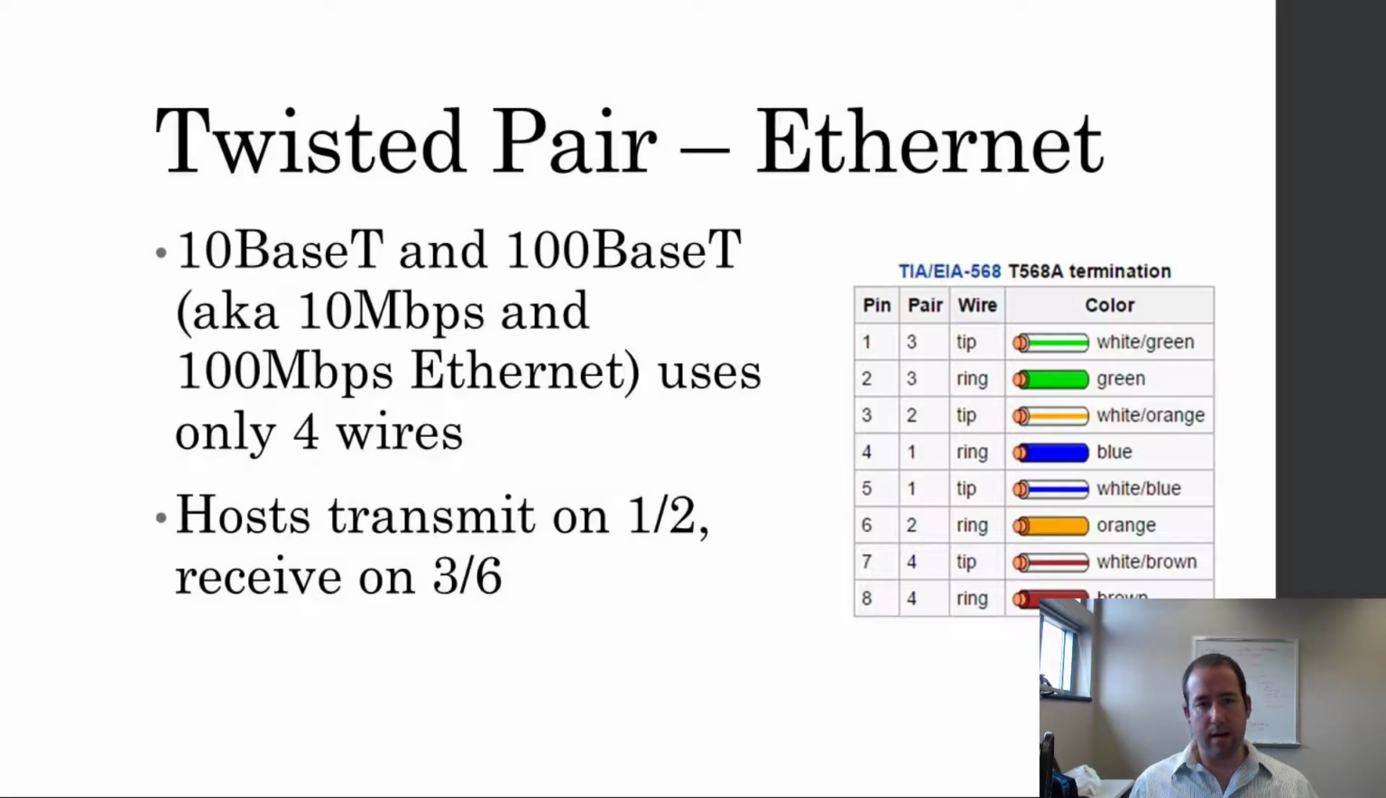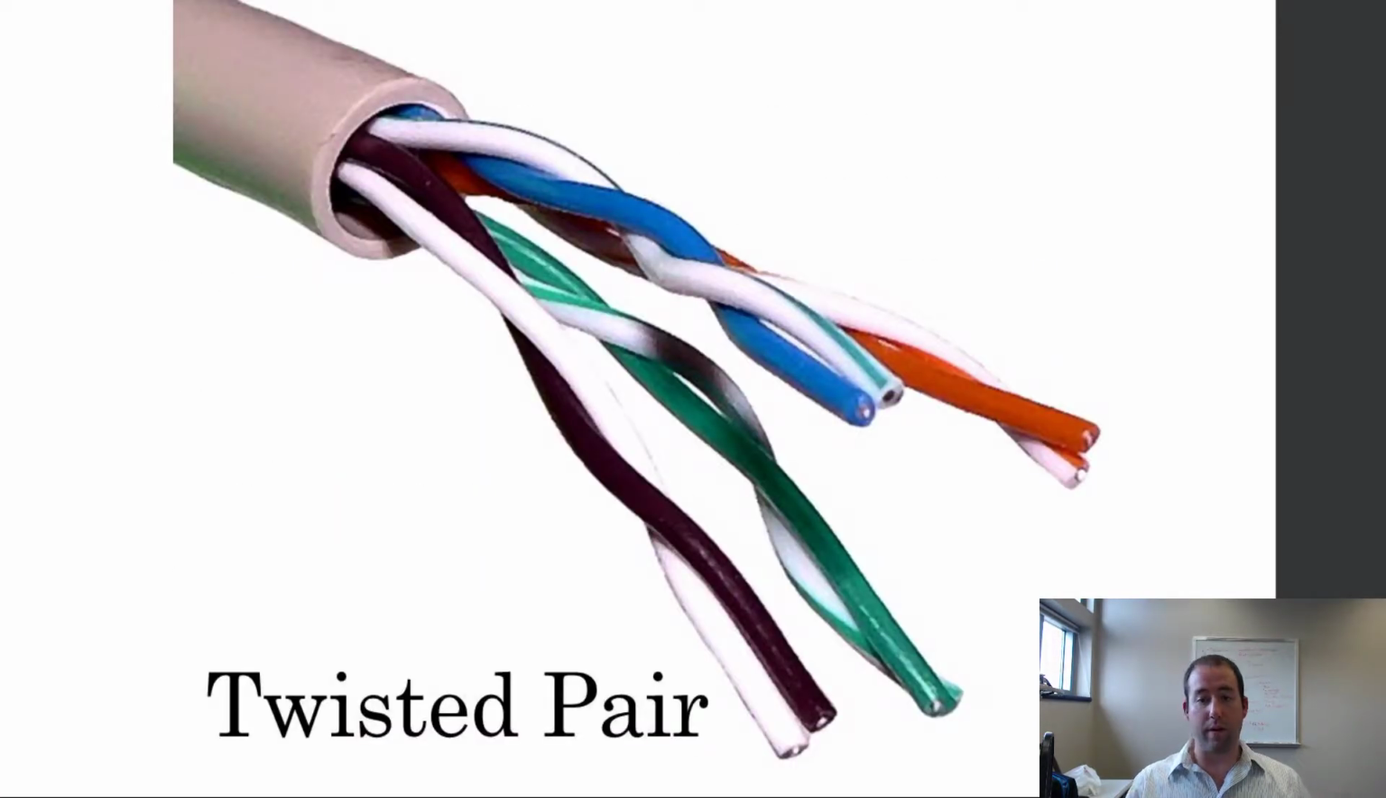So with Ethernet, you've got 10 base T, 100 base T, aka 10 megabit and 100 megabit Ethernet. Each of those uses only 4 wires. So in our cable, we have 4 pairs of wires, but 10 base T and 100 base T use only 4 of those wires. So 2 pairs of wires did nothing. One pair of wires was used to send data. 1 pair of wires was used to receive data. The rest of the wires just sat there and took up space.